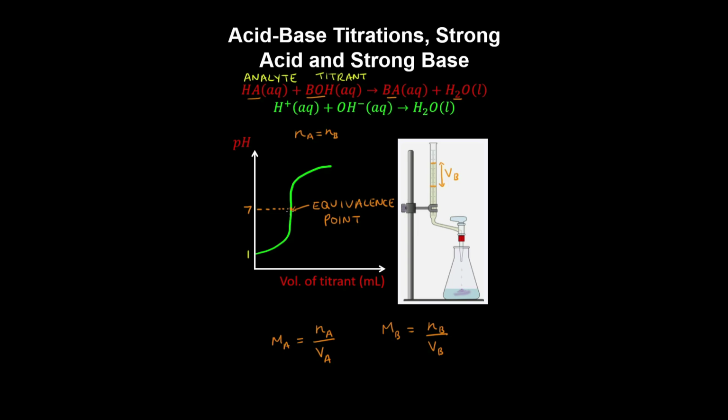And note that when this jump occurs, the equivalence point is taken in the middle, where this here is the volume of the base that was added to reach the equivalence point. And as more base is added, the base is in excess and you get a gradual increase of pH of the solution.